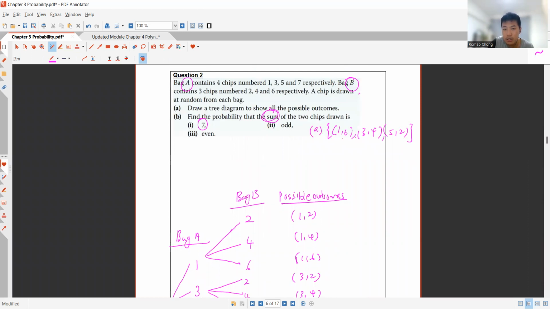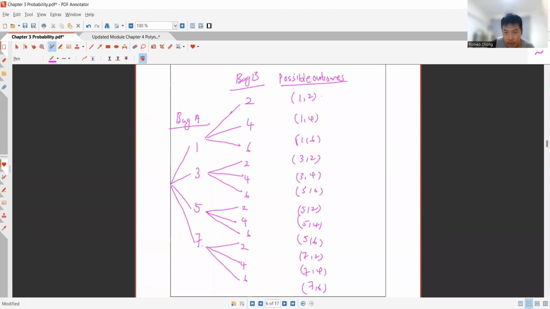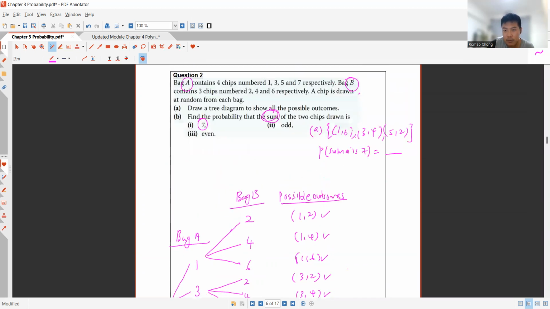So these are the combinations of numbers that give a sum equal to 7. So what is the probability of the sum being 7? Altogether, there are how many outcomes? Let's count together. You have 1, 2, 3, 4, 5, 6, 7, 8, 9, 10, 11, 12. There are altogether 12 possible outcomes. So for the denominator, just put 12. And there are 3 outcomes there, so you just put 3. So the answer is equal to 1 over 4. That is the answer for the first one.